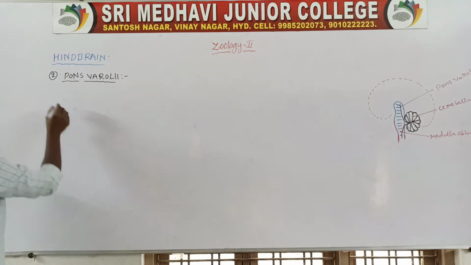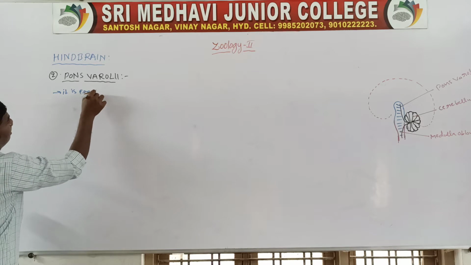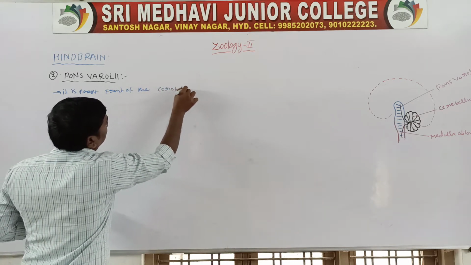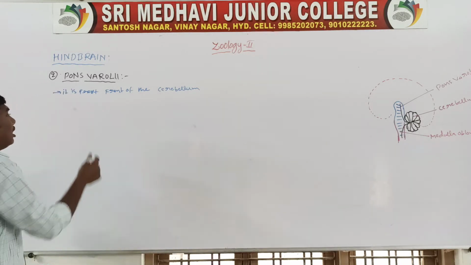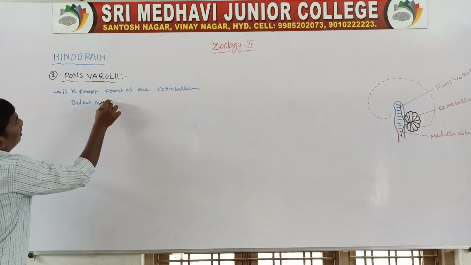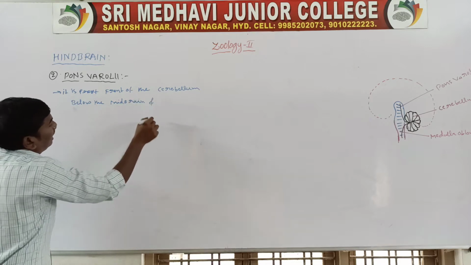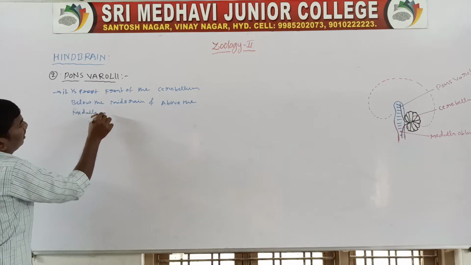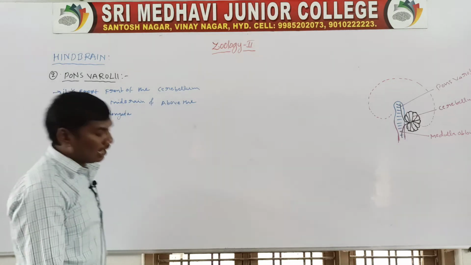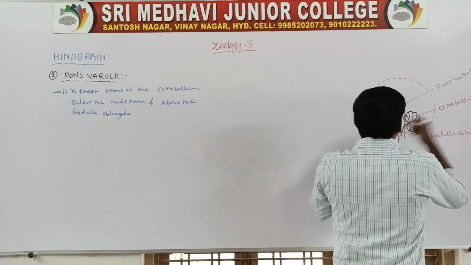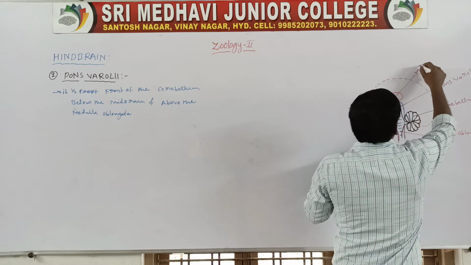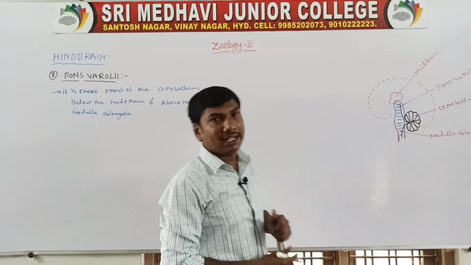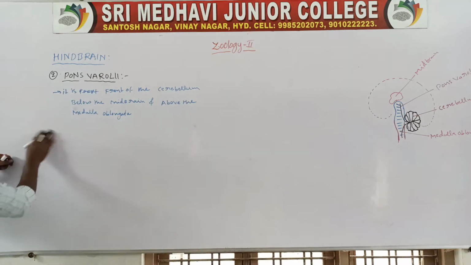The pons varoli is present in front of the cerebellum, below the midbrain, and above the medulla oblongata. So this pons varoli is below the midbrain. These are the midbrain. They are present below the midbrain, in front of the cerebellum, above the medulla oblongata.